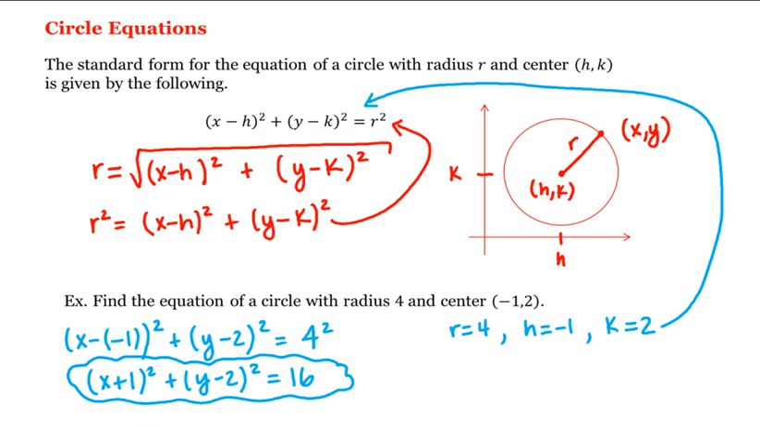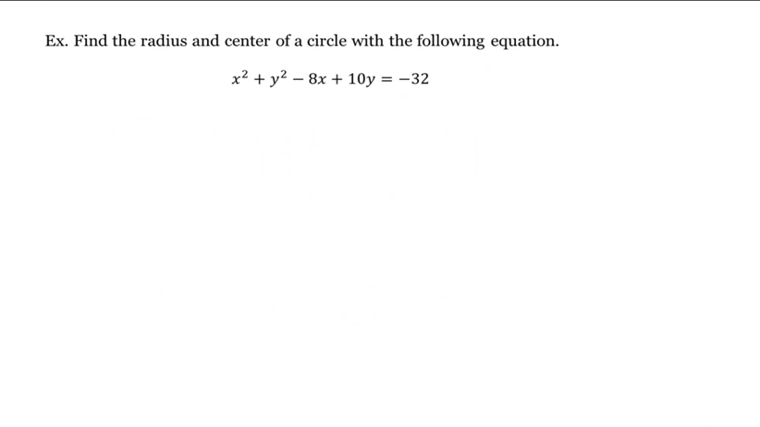Let's look at another example. Now, what if we're given the equation of the circle, but it's not in standard form, like this one here? How would we find the radius and center of the circle? What we'll need to do is complete the square on the x terms and complete the square on the y terms. So let's start by grouping these together.